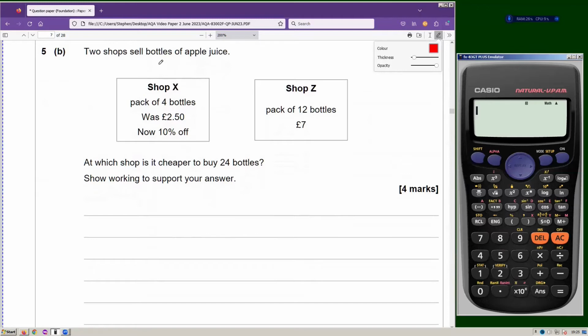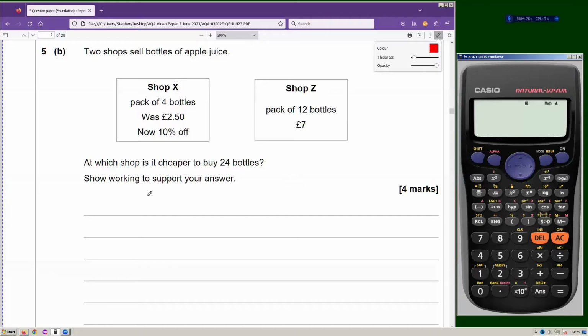Two shops sell bottles of apple juice. Shop X, pack of 4 bottles was £2.50, now 10% off. Shop Z, pack of 12 bottles, £7. At which shop is it cheaper to buy 24 bottles? Show working to support your answer. Okay.